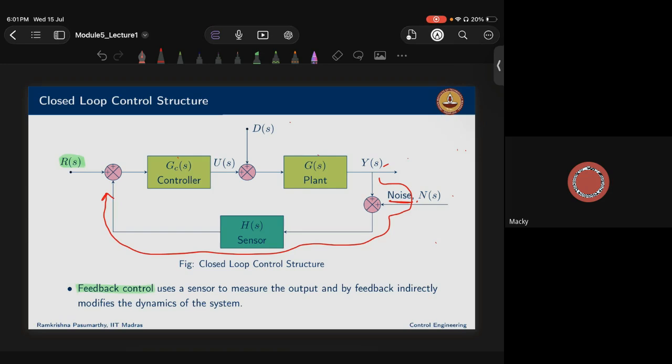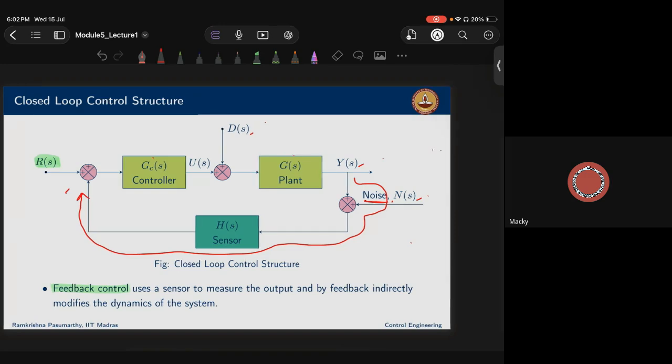Okay. So we keep some sensor to measure the output, and feed that output to the input. Since we are using some sensors, there will be noise in the sensor. So that's why we added this noise input also. The disturbance input is already there. Now we'll see those four concepts with this closed loop structure.